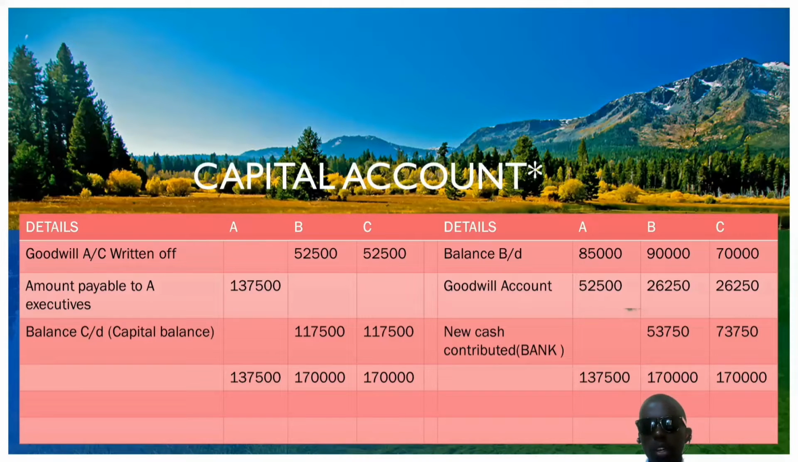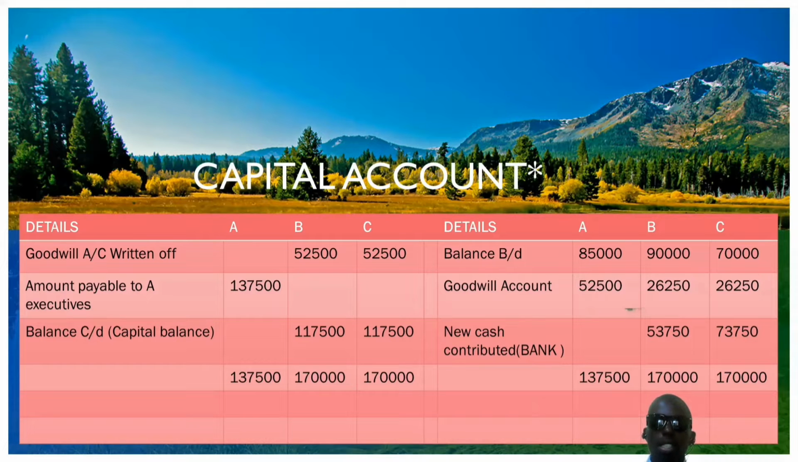So after writing off the goodwill, let's look at the balance on the capital account, starting on the credit side. On the credit side of the capital account, you can see the balance brought down. These were the initial capital balances of A, B, and C. A had 85,000, B had 90,000, and C had 70,000. I think that is very clear from the question.